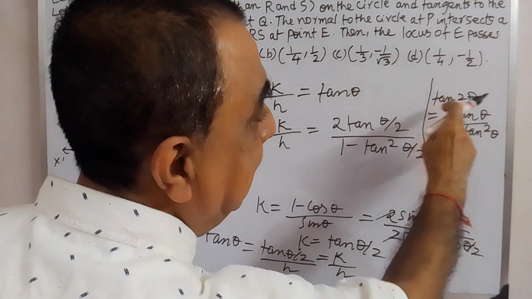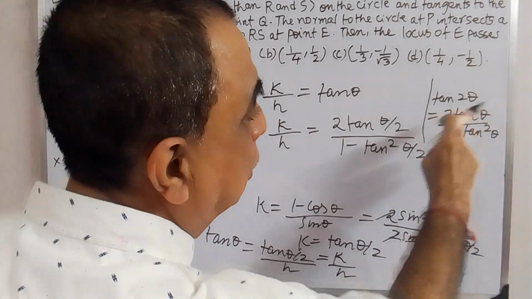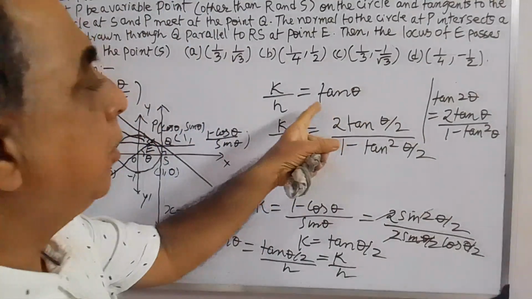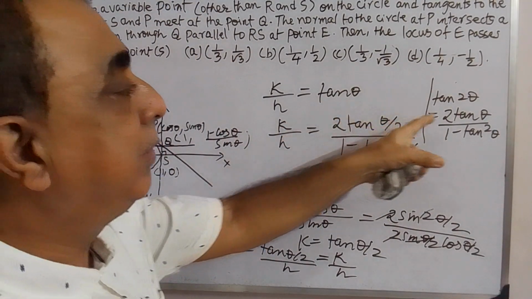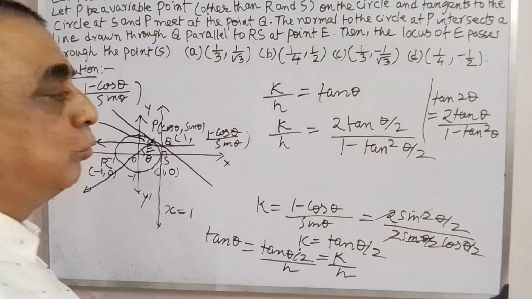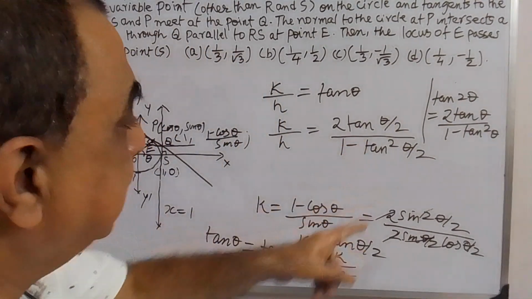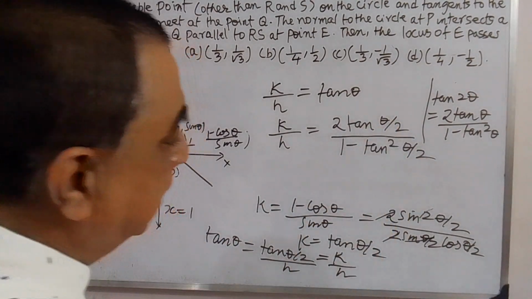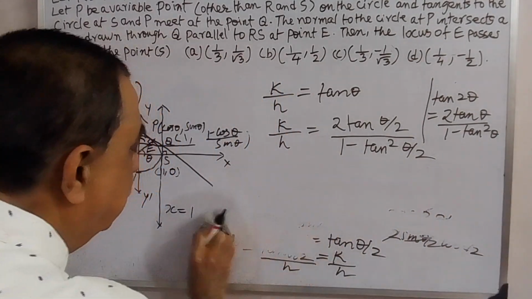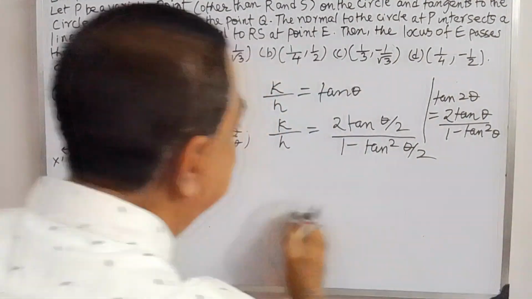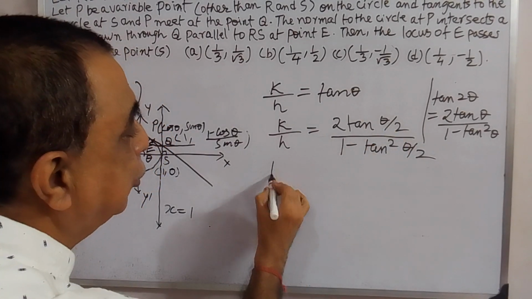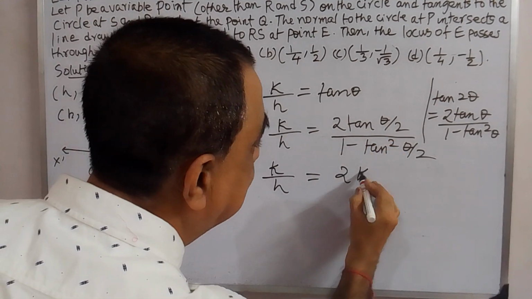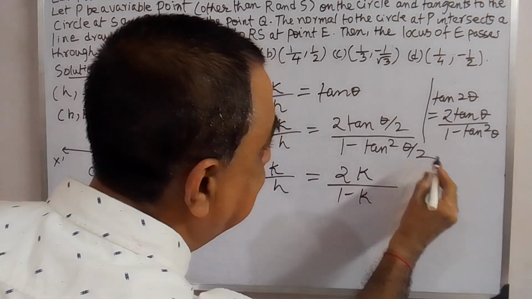Okay, so when we are writing tan 2θ, we are getting 2 tan θ divided by 1 minus tan² θ. Now wherever there is θ, you will write θ/2. And the tan(θ/2) value is k. So in place of tan(θ/2), I can write k. So I can write here 2k divided by 1 minus tan²(θ/2), which is k².